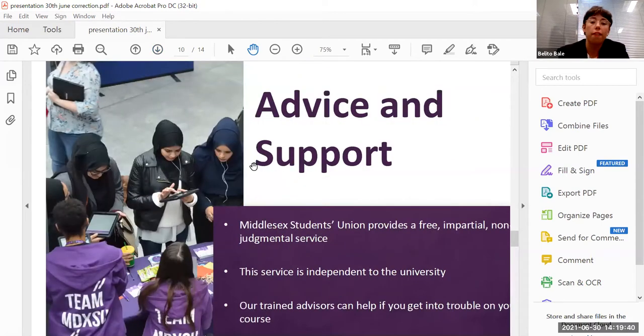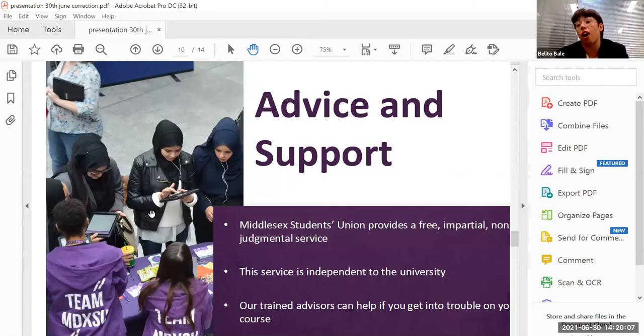And I was talking about this earlier, but our advice and support service is where you can go to talk about any academic problems that you have. So if you have any problems with completing your assignments, or anything else going on in your life that you want to talk to your lecturers about but don't know how, you can talk to us about it so we can support you. Anything that's going on in your life that can impact your studies, we can provide you with advice and support too.